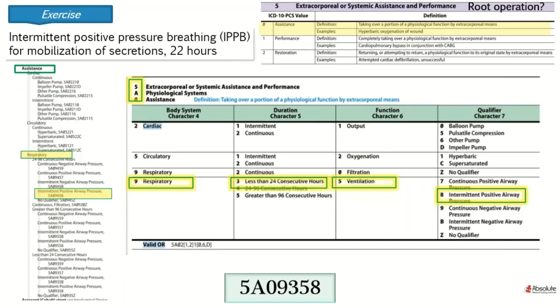All right, coders, how are you doing? Did you get that correct? Outstanding. I know you did. All right, let's move on.